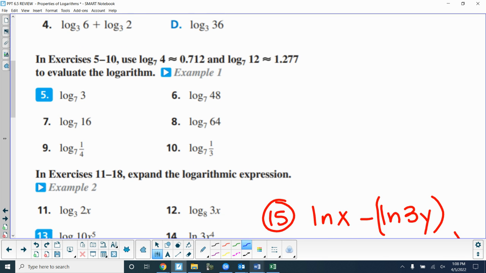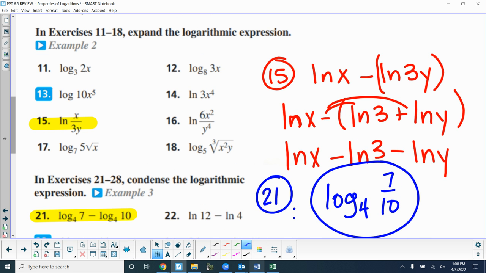Now on these, they wanted us to make this, what's this, 4 times 12, so it'd be just add those, because we make it log base 7 of 4 plus log base 7 of 12. But we can do our change of base formula too and get the same thing. The answer for number 6 is 1.989. Number 8 was 2.136. Number 10 was negative 0.565. Any questions on those? Okay.